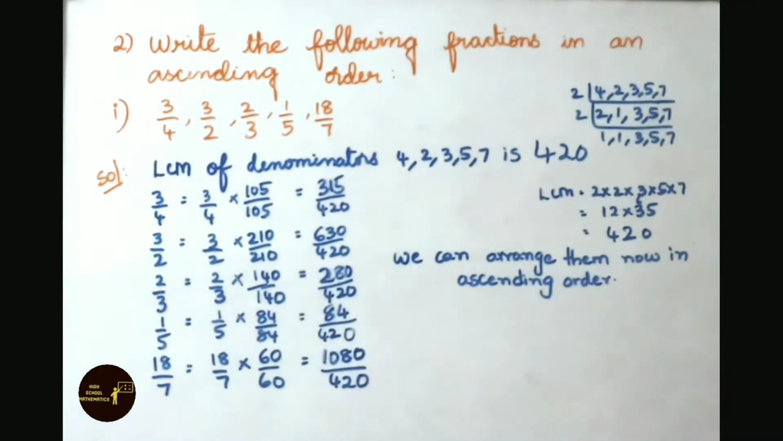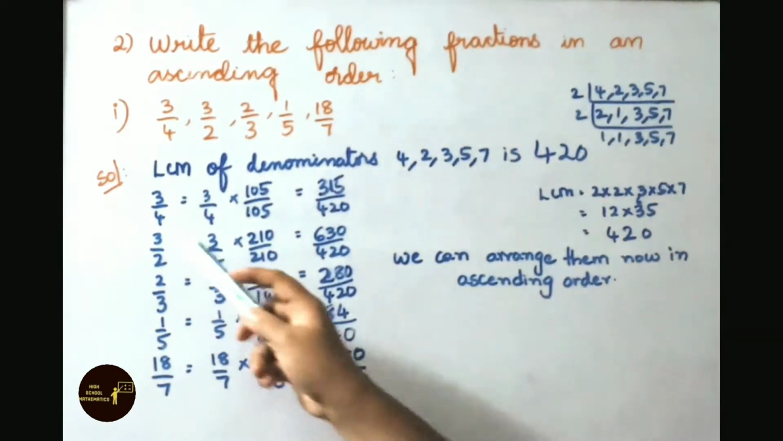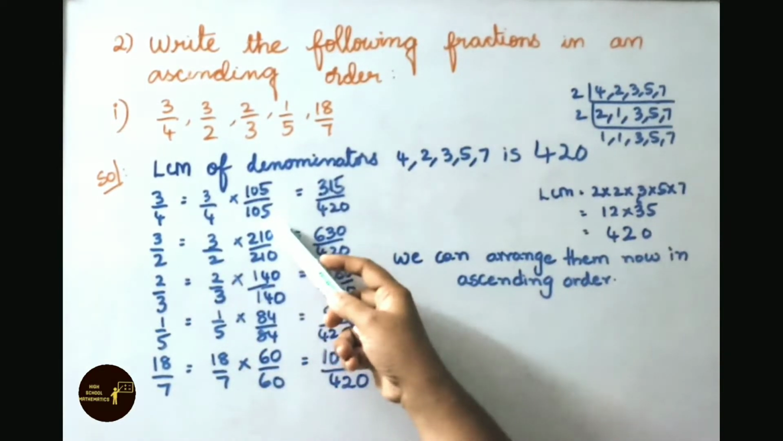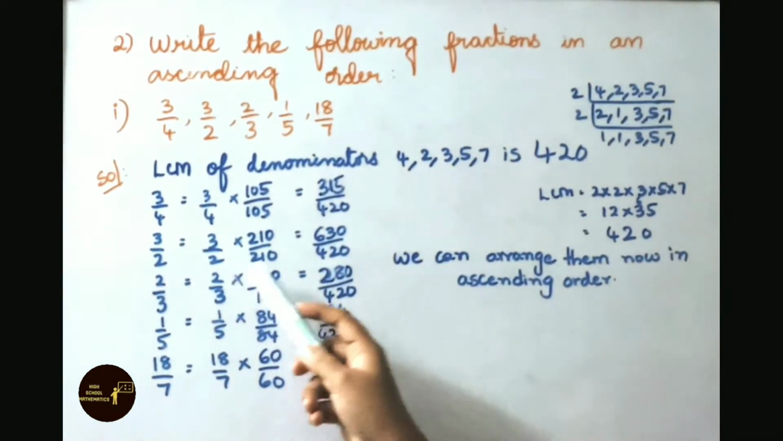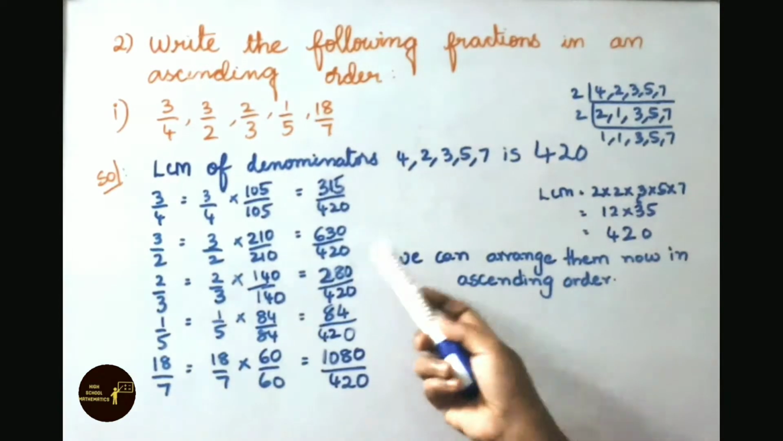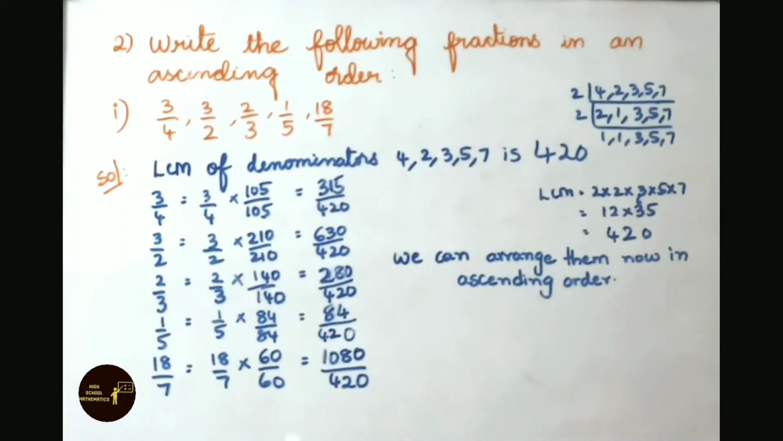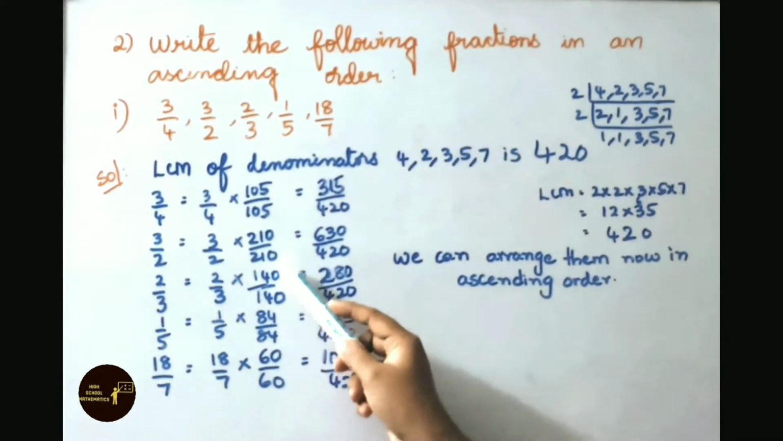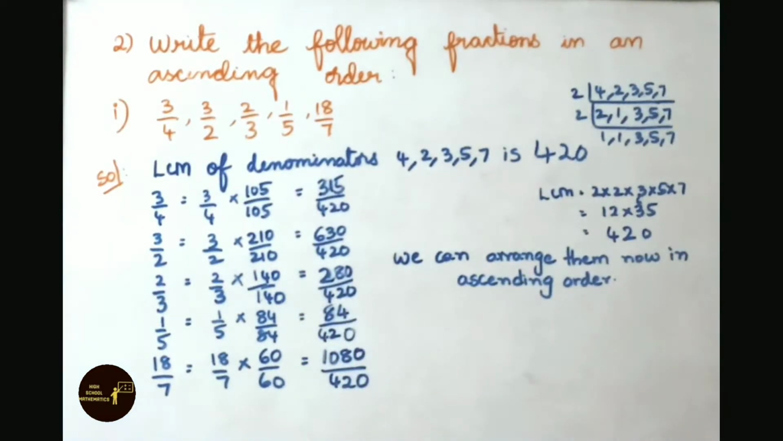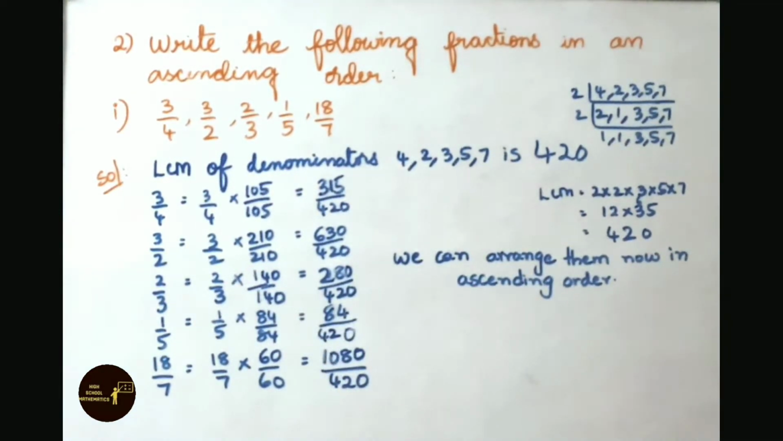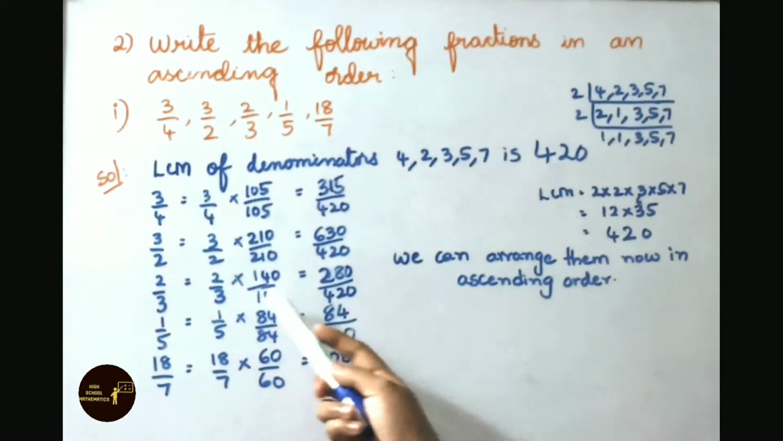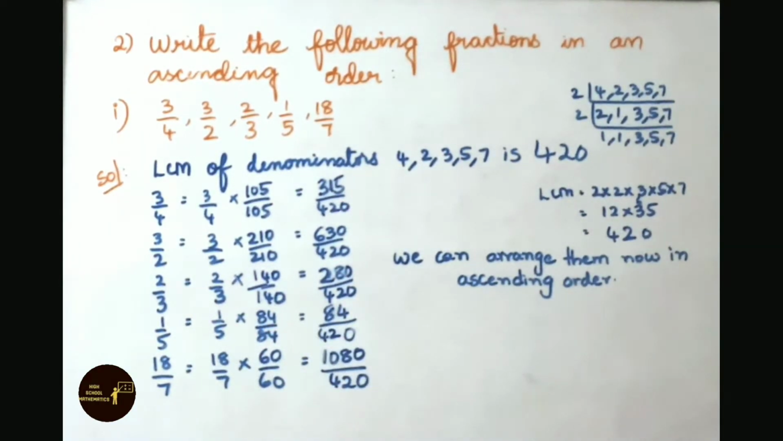All the remaining fractions we have to make the denominator the given LCM value 420. 3 by 2 is multiplied by 210. So 3 into 210, 630. 2 into 210, we got 420. Similarly, next fraction, 2 by 3, we multiplied numerator and denominator with 140. 2 into 140, 280. And denominator 3 into 140, that is 420.